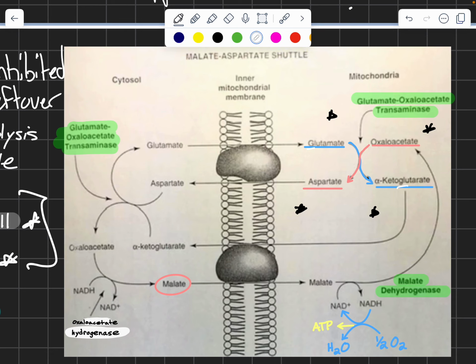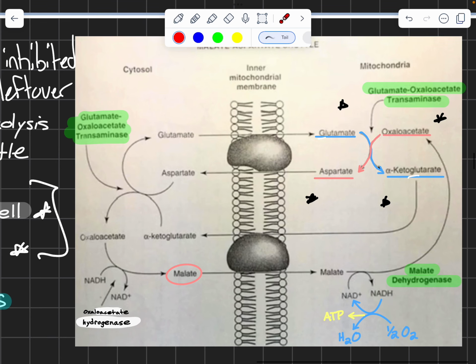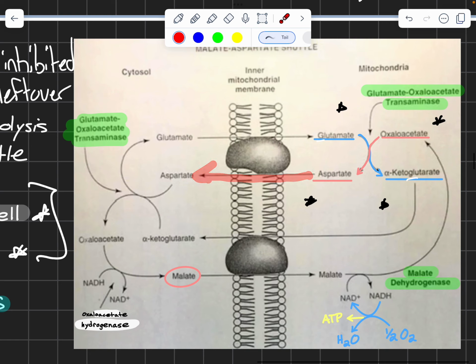Aspartate is able to cross the inner mitochondrial membrane, so we can track it across. It will go through the inner mitochondrial membrane, enter the cytosol, and go through another transamination reaction. If we follow the arrows, aspartate will turn back into oxaloacetate here. With this transamination reaction, we also have alpha-ketoglutarate right here. When alpha-ketoglutarate comes through, it will also turn back into glutamate.